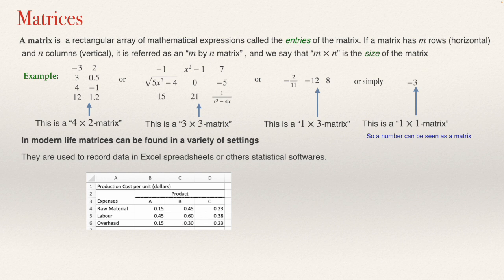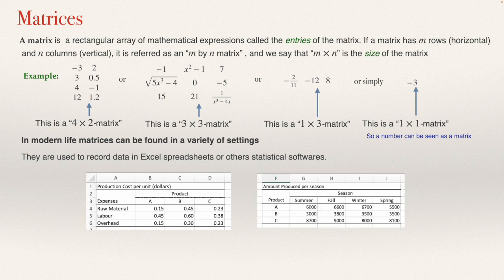Another matrix that this company can use is this one. This one represents the amount of units produced of each of the products in each of the seasons. For example, if we see this matrix, we know that this company produced 6,000 units of product A in summer. And in fall, the company produced 3,800 units of product B, etc. So this is another use of matrix that this company can use. We are going to use this type of matrix in this course.